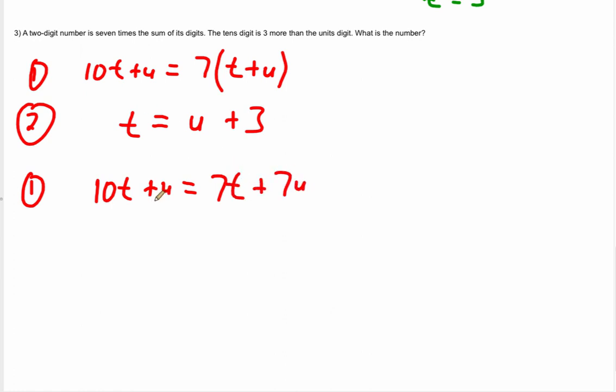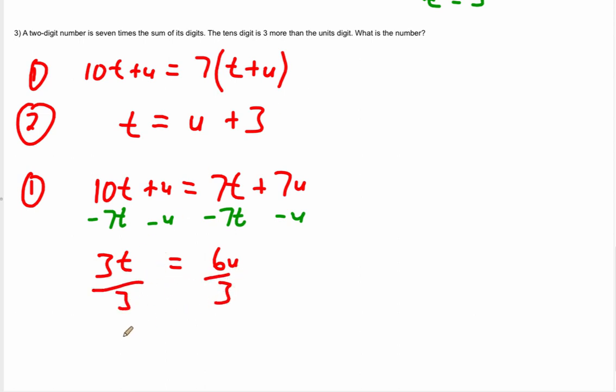There we go. All right, and then I'm going to subtract u from both sides. And I'm going to subtract 7t from both sides. So I'm basically combining the t's and u's here. So the result here is 3t equals 6u. And I can even divide by 3 if I want to clean it up even further. And so I will. And then we got t equals 2u. So now we have, in equation 1, t equals 2u. In equation 2 up here, we have t equals u plus 3. So I can substitute, and that's what I'm going to do.